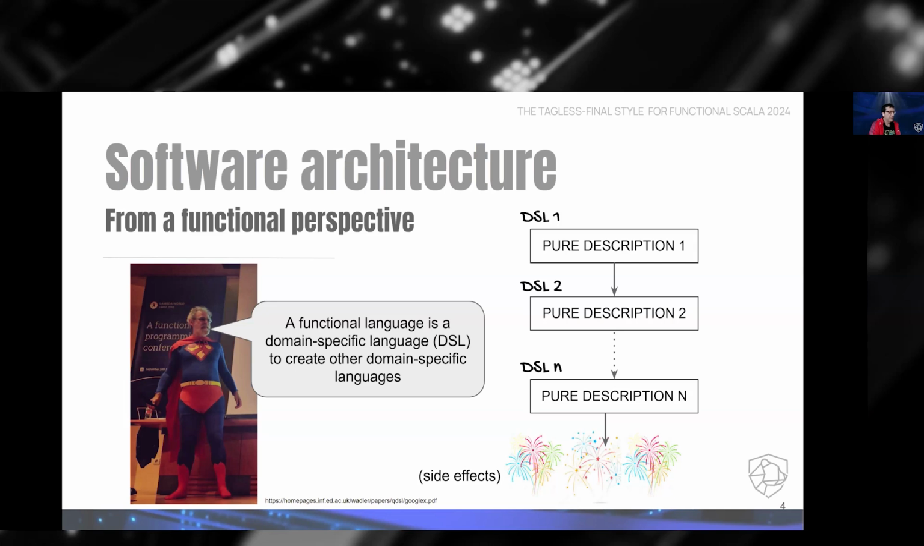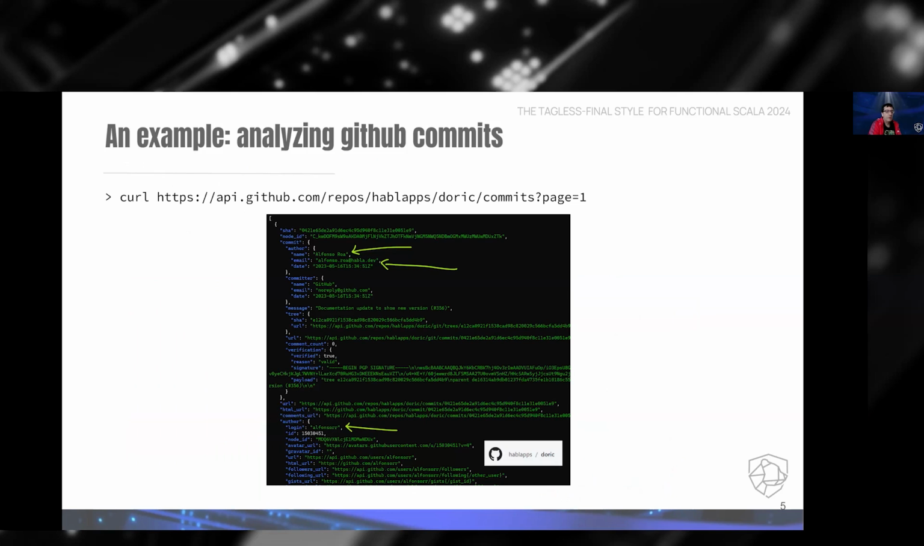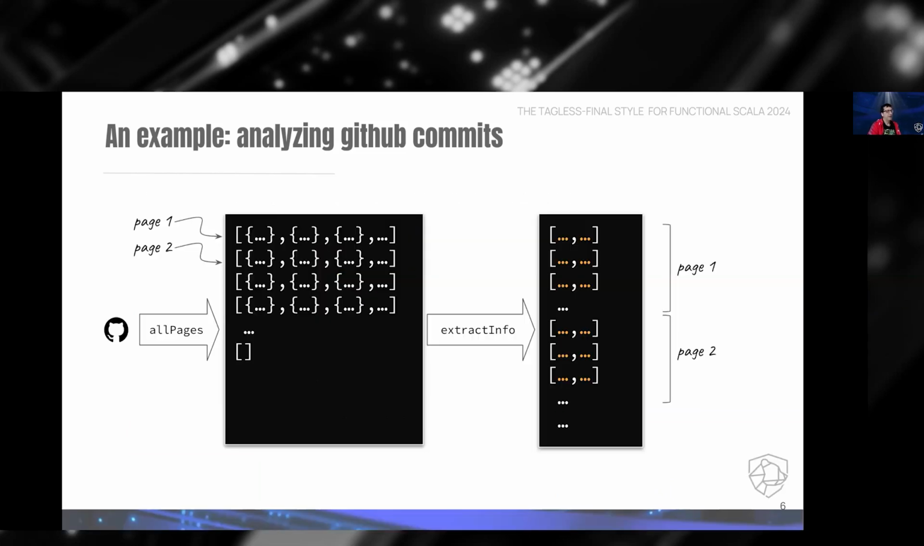Okay? So let's see a particular example. Let's say that we want to extract some information from the commits of a GitHub repository. Let's say the name, the email or the login, and the creation date from different commits. In order to do that, we can use the GitHub API and access this paginated endpoint, and this paginated endpoint will return an array of different commits for each page.